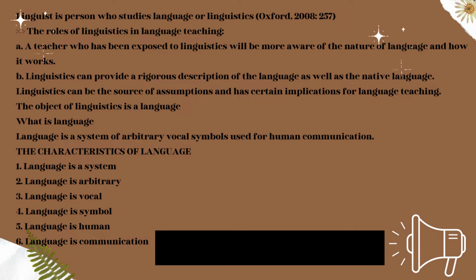The characteristics of language are: Number 1, language is a system. Number 2, language is arbitrary. Number 3, language is vocal. Number 4, language is symbolic. Number 5, language is human. Number 6, language is communication.